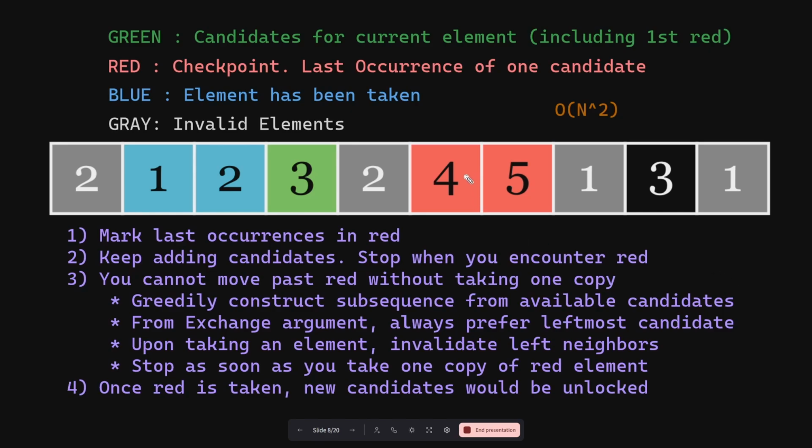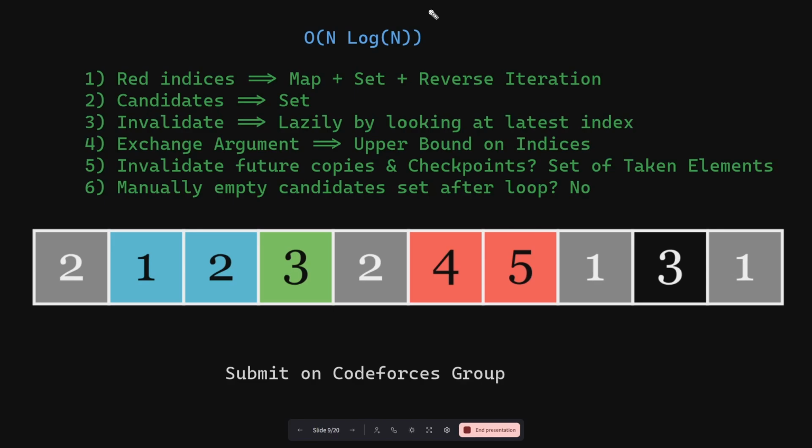And then once you move past the red index, some more candidates will get unlocked. So you repeat this process again and again till you reach the end of the string. The time complexity of the algorithm that we have discussed so far is O of n square. How do we optimize the time complexity to O of n log n using some existing data structures and algorithms?